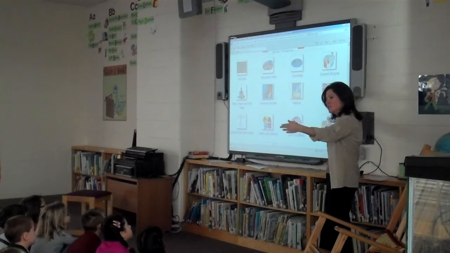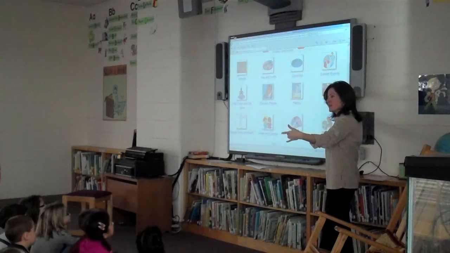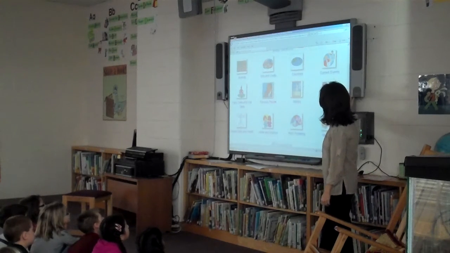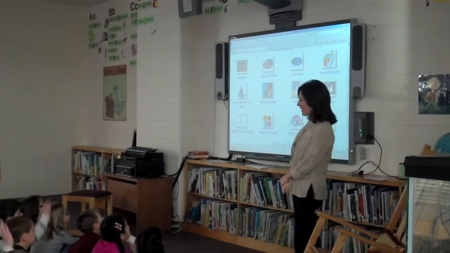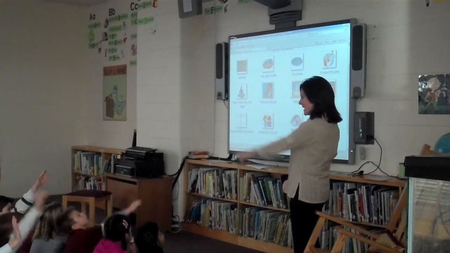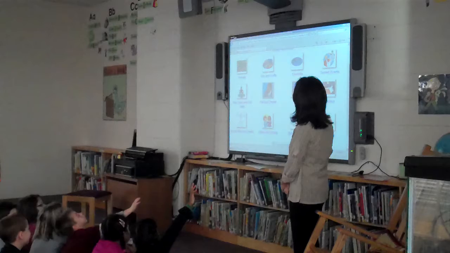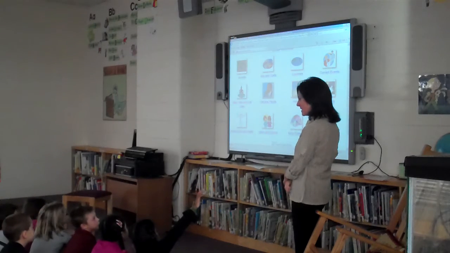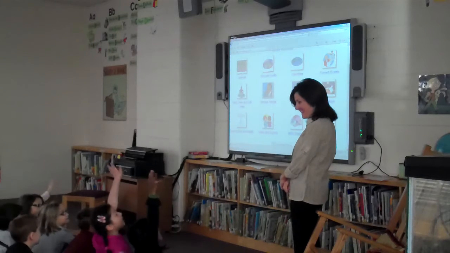Girls, can you scoot in just a little bit? There you go. I want everyone to be able to see. So what are some examples of books we have in our library? Who would like to read one? Yes. Human Body and Health. Human Body and Health. What's another one? Famous People. Famous People. That's kind of fun.